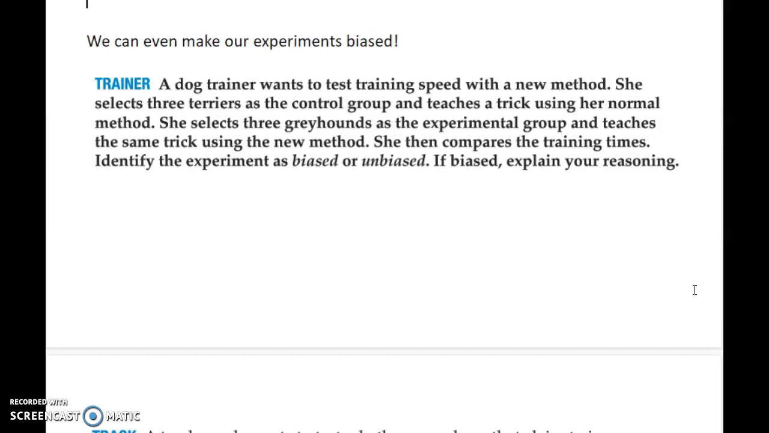I would say that this is biased, and the reason is she chooses terriers in her first one, but greyhounds in her second one. But we don't know, a certain dog breed might be predisposed to learn that trick better. For example, let's say the trick is to herd cattle. Well, she uses her 2 different methods, and her first group of dogs is, you know, a blue heeler, but the second group is a bunch of chihuahuas. Which group do you think is going to learn faster? So this one is definitely biased. She could have made it unbiased by selecting mixed breeds or sticking with the same breed for both groups.